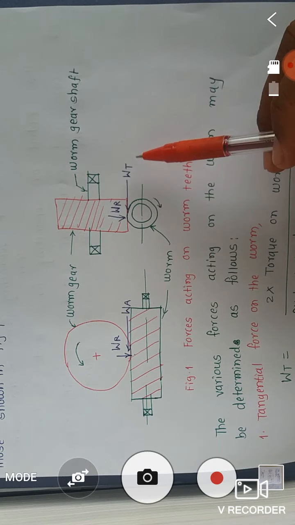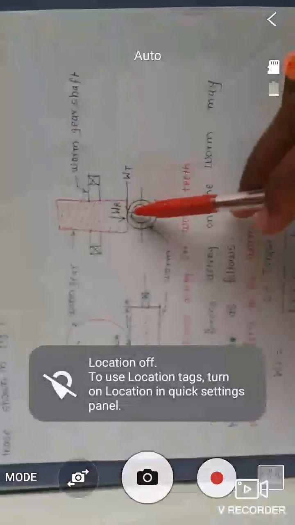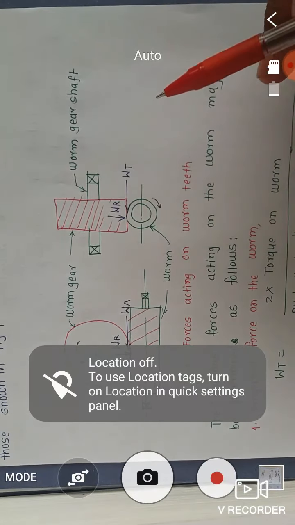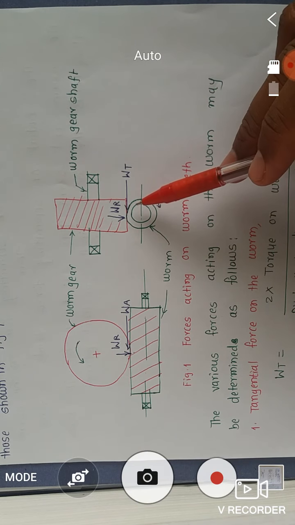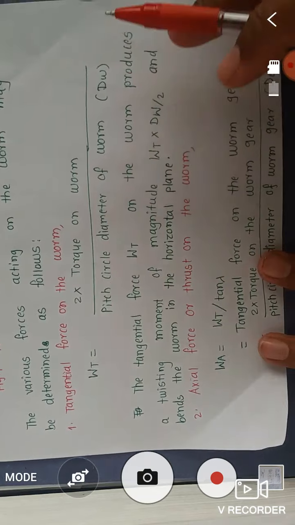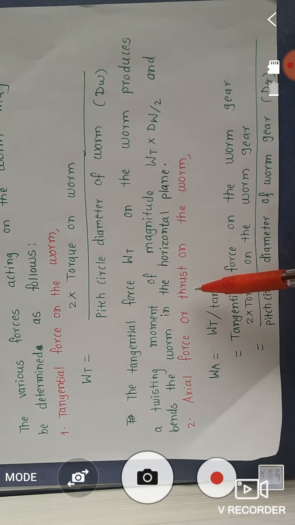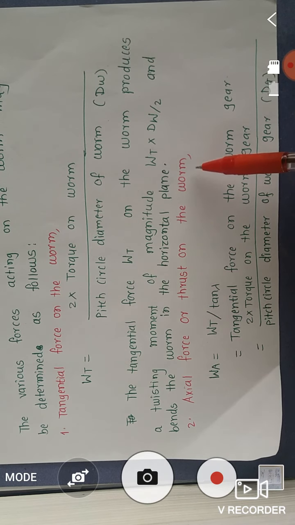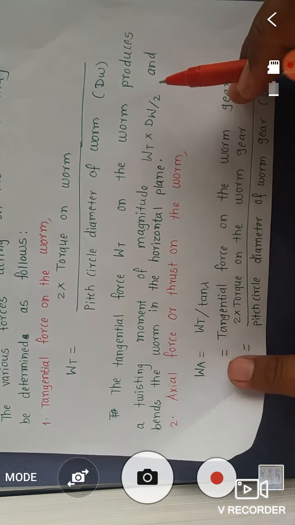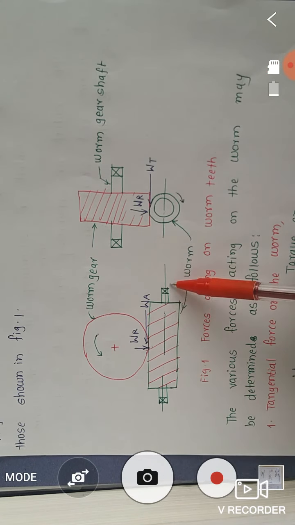If we observe this diagram, this is the tangential force, and it acts at a radius dW upon 2. The second important force related to the worm and worm gear is the axial force or thrust force on the worm. This force is called the axial force because it is parallel to the axis of the shaft.